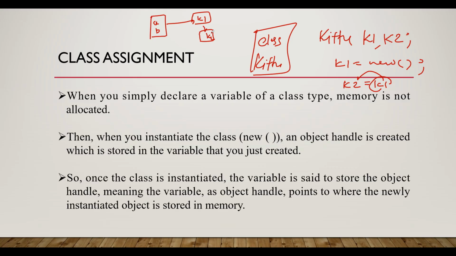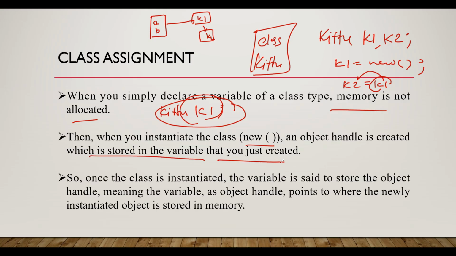For now, you can consider that whenever you simply declare a variable of a class type, memory is not allocated. What I mean is, whenever we take an instance, suppose k1, at that time you have not created any object, you have just taken an instance. Here the memory is not allocated. To instantiate, or to allocate the memory, you have to use the new operator. Here an object handle is created which is stored in the variable that you just created.